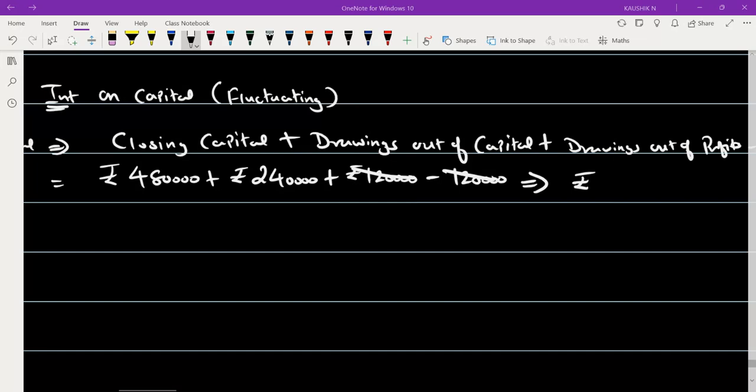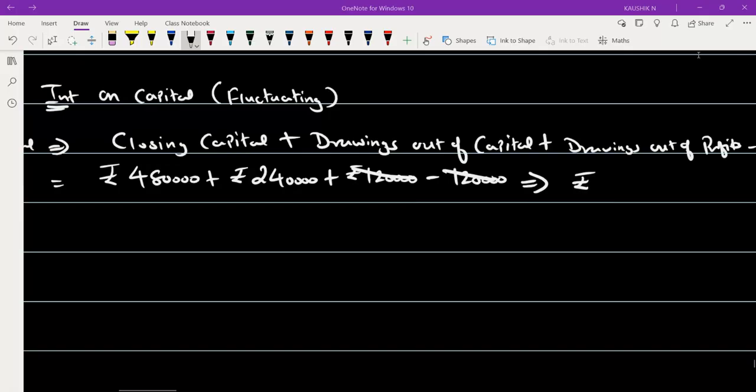Okay. So 4 lakh 80. Then with this add 2 lakh 40, plus 1 lakh 20, minus... 7 lakh 20. Yes. Okay. Your value will be 7 lakh 20 for your partner Simrat. That's your opening capital.